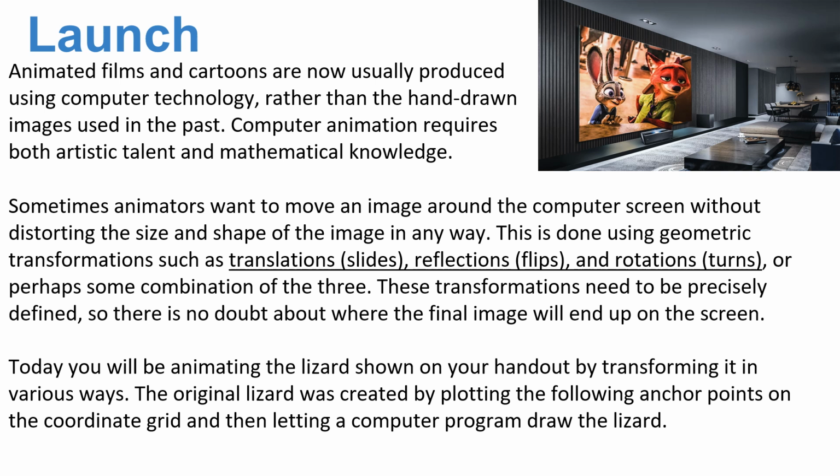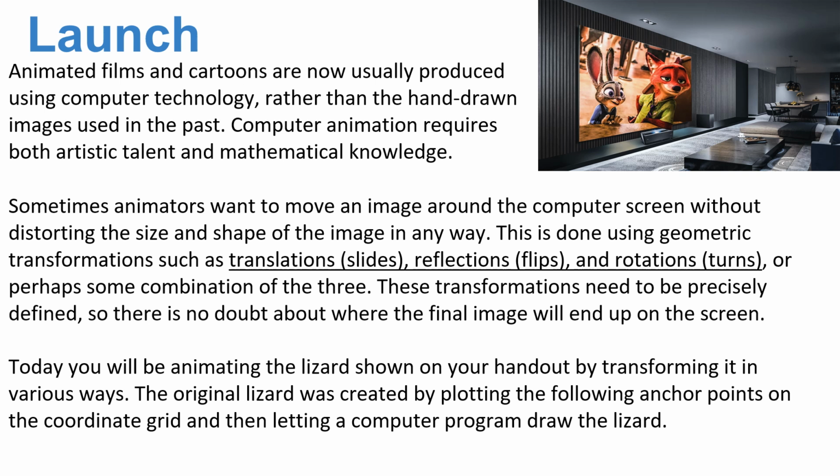In animated films, they actually do use transformations. They're now usually produced using computer technology rather than the hand-drawn images used in the past. Computer animation requires both artistic talent and mathematical knowledge. Sometimes animators want to move an image around the computer screen without distorting the size and shape of the image in any way. This is done using geometric transformations, such as, so in your book, there's a spot for vocabulary.